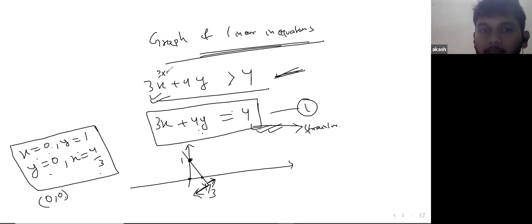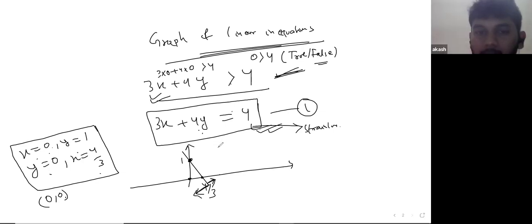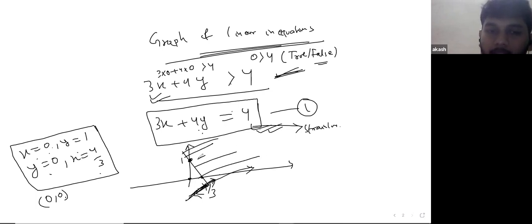So this is 3 into 0 plus 4 into 0 is greater than 4. So 0 is greater than 4. Is it a true statement or a false statement? False statement. That means we are not taking the side which has 0 in it. So we are not taking this side. We'll be taking this side only. So the equation is talking about this side. Are we clear?